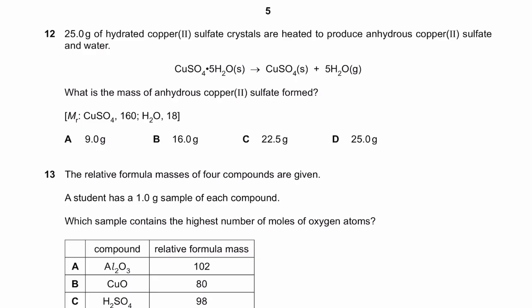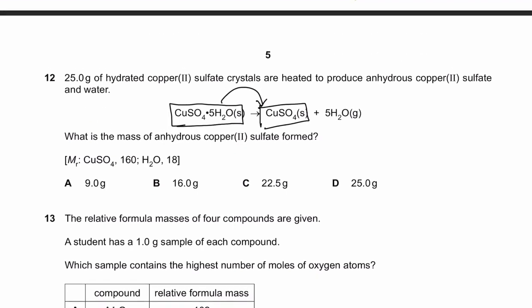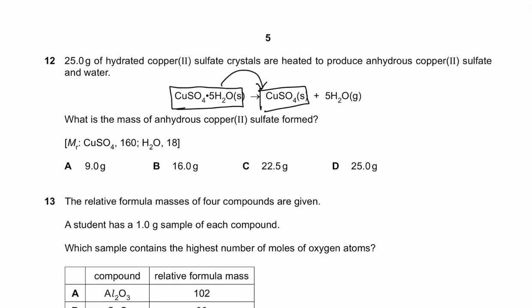25 grams of hydrated copper sulfate crystals are heated to blah blah blah. What is the mass of anhydrous copper sulfate formed? So it is basically telling you that you have hydrated copper sulfate crystals, and you want to find this out, right? And the way we did it was we never used any formulas. What we did is we just used a simple map. So you are given the mass, and you know that you could go from the mass into the moles of this hydrated salt, and then from the moles of hydrated salt you go into the moles of the substance that is required, and then from that you go into the mass of that substance.